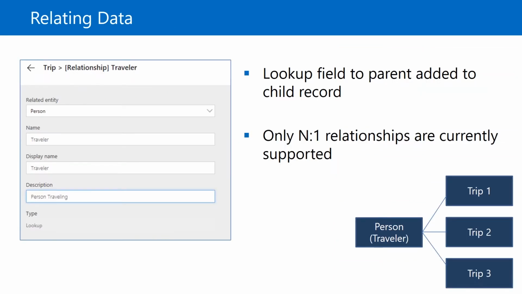Just like Dynamics 365 supports relationships for modeling interaction between the different data entities, so does the Common Data Service. Right now, only N-to-1 relationships are currently supported, but expect that to evolve as the Common Data Service continues to mature. So in this example, I'm creating a relationship from a trip entity where I want to track the traveler on that trip. Effectively, I'm relating the person to the trip entity, and I'm calling that a traveler relationship, allowing me to track the actual traveler on that particular trip.